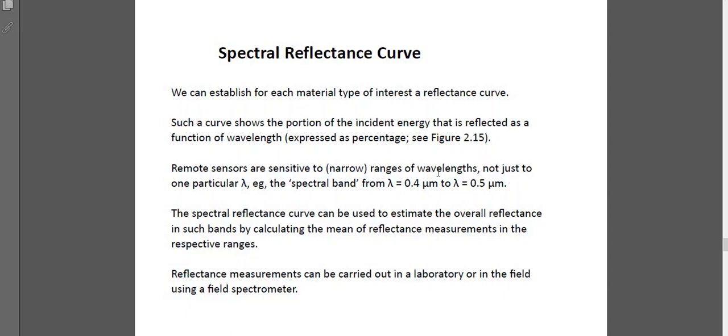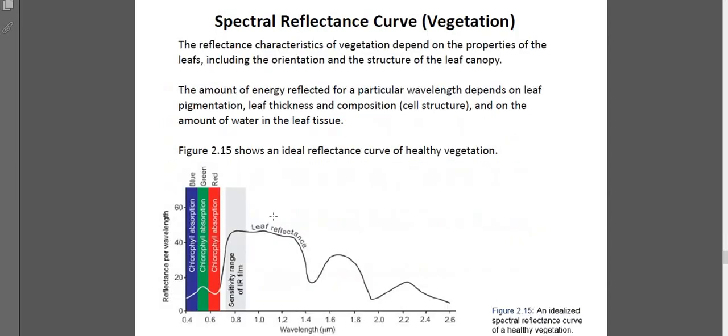So the concept of the spectral reflectance curve can be used to estimate the overall reflectance in different bands, measurements in reflectance, laboratory experiments. So first of all, we will focus on spectral response or spectral signature in our different practicals, but you should have a basic understanding of this lecture as we are going to do that. This is the spectral reflectance curve of vegetation.